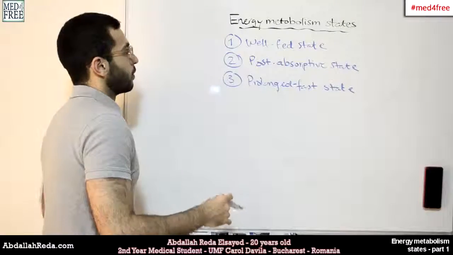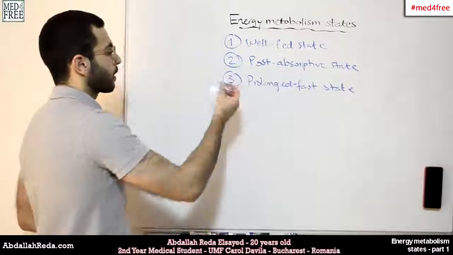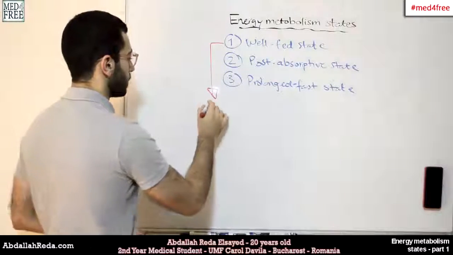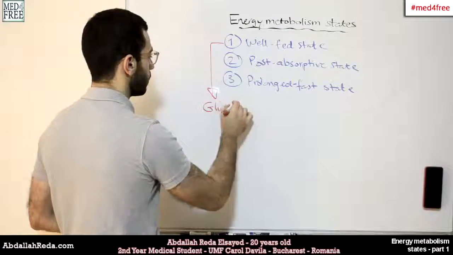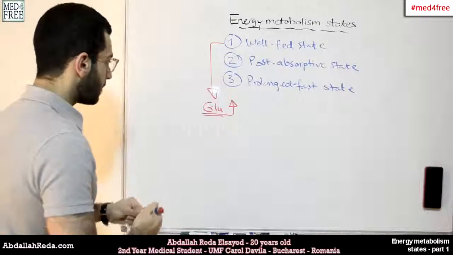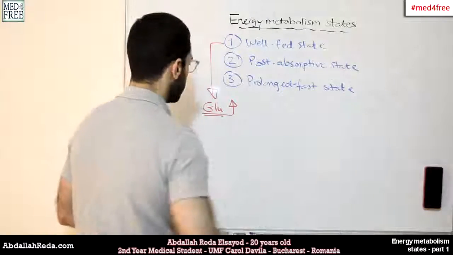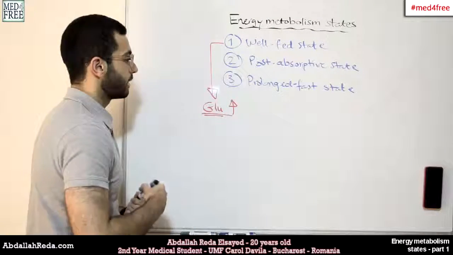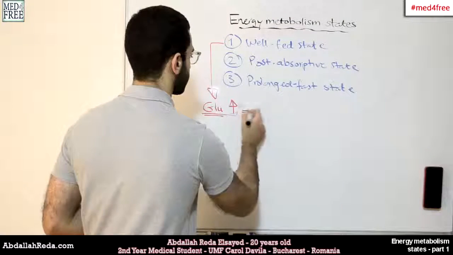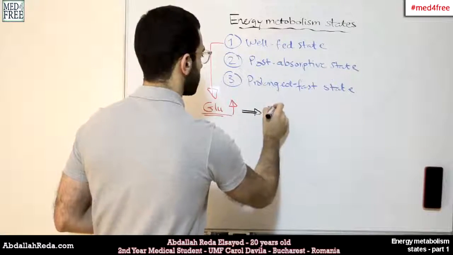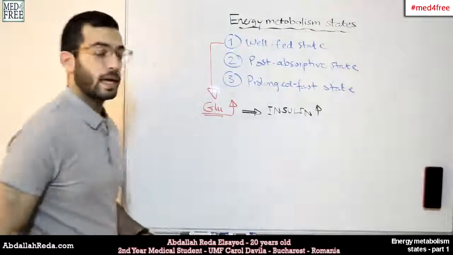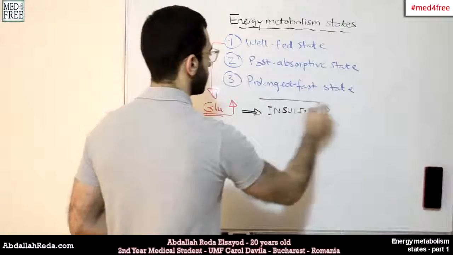Now, when someone is well-fed, this would lead to an increase in the glucose levels in the blood. So glucose will increase. Now, as glucose increases in the blood, this would trigger the action of a hormone. This hormone would be insulin. So insulin would be active. So what does insulin do?